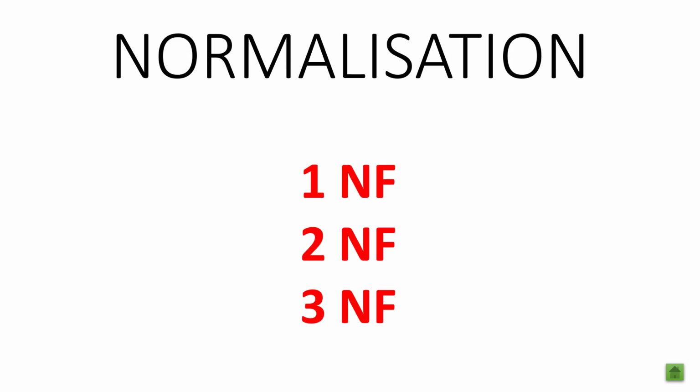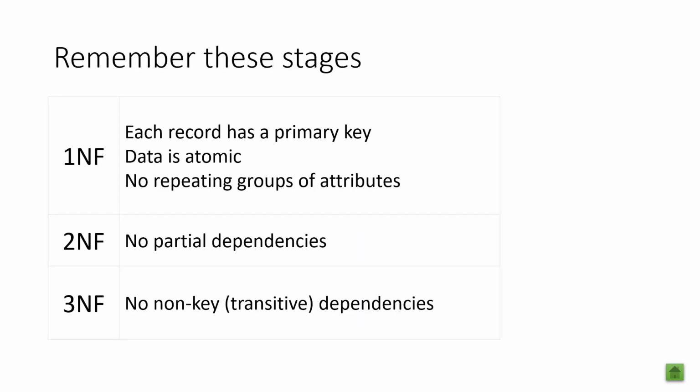So let's first understand what we need to do at each one of these stages. In first normal form, each record will have a primary key, and it's important to make sure that everything is dependent upon a primary key. We also need to make sure that the data is atomic, and we're going to get into that in just a second. We also need to ensure that there are no repeating groups of attributes. Once we've satisfied all those conditions, we can say that our database is in first normal form.